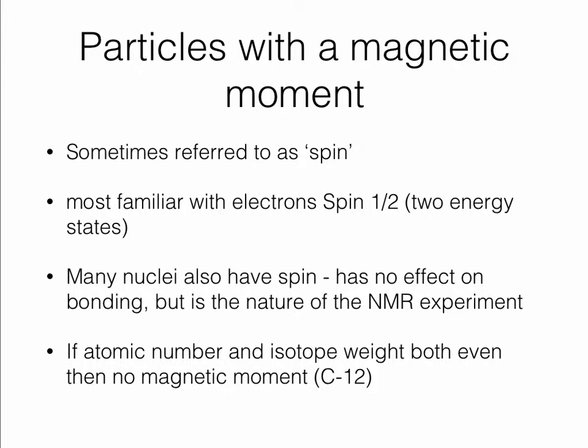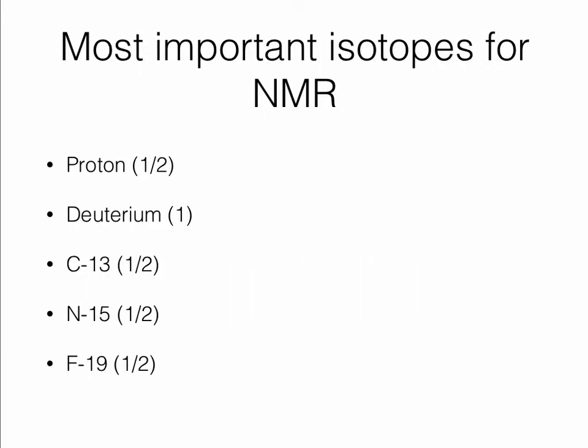But many others do. The most important isotope for NMR, at least for us, is proton, which has a spin of 1/2. That means there are 2 magnetic spin states. Deuterium has a spin of 1, which means it actually has 3 spin states, +1, 0, and -1. And that'll be important further down the line as you begin to understand more sophisticated experiments.